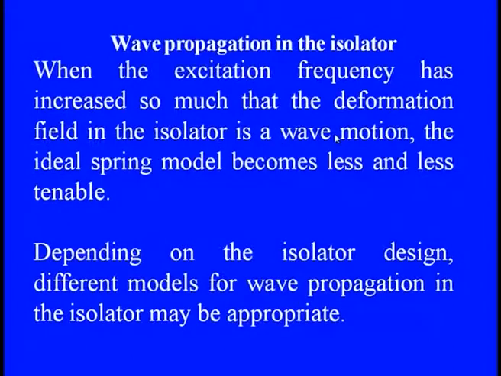So we know that we define the isolator and design accordingly, but how does the wave propagation occur in the isolator itself? When the exciting frequency increases so much that the deformation field in the isolator is a wave motion, the ideal spring which we are adopting is not at all compatible. So depending upon the isolator design, the various models for these wave propagations in which the isolator is more compatible are always chosen. So now how can we go about that?